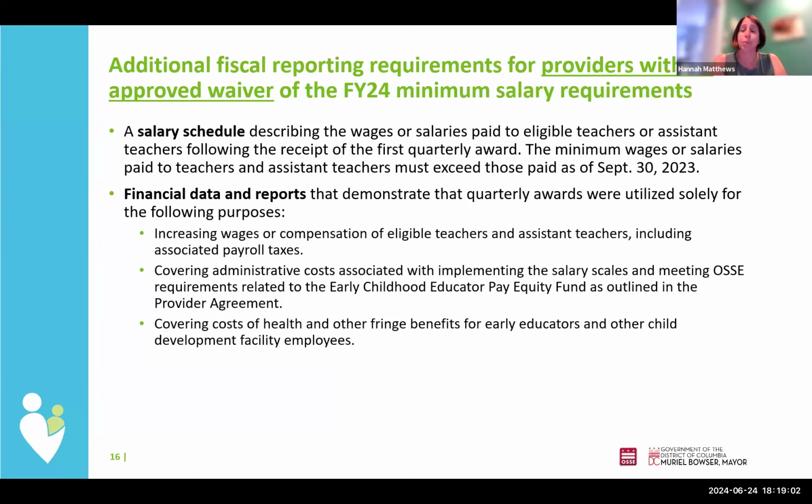Those providers with approved pay equity waivers will need to share the fiscal reporting requirements that I've shared, so the documentation that we've talked about already, as well as two additional pieces of information. The first is a salary schedule that describes the wages or salaries paid to eligible teachers or assistant teachers following the receipt of the first quarterly award. The minimum wages or salaries paid to teachers and assistant teachers must exceed those paid as of September 30th, 2023.